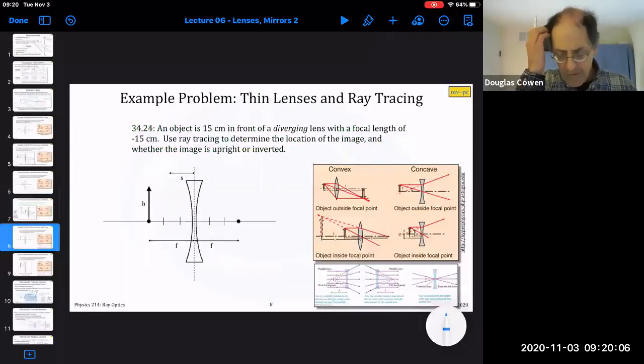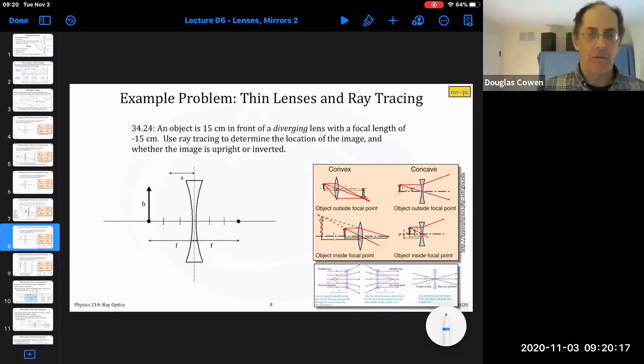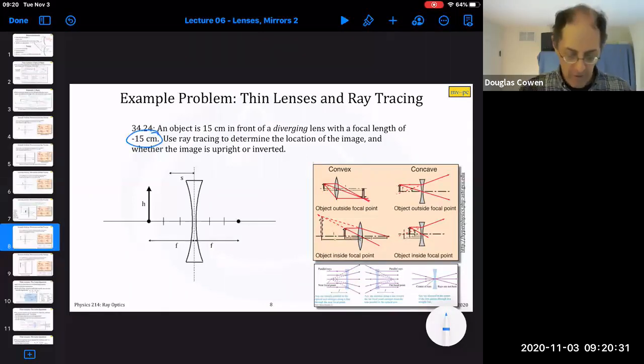So here's another case, but this is now a diverging lens. It has a focal length of minus 15 centimeters, and we're putting the object right at the focal distance. So it's also at 15 centimeters. And notice that the focal length here is given as minus 15 centimeters. We'll talk more about that in detail when we talk about the sign conventions for the lens equation. Let's just take that as a given right now.